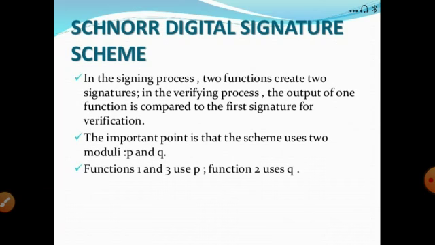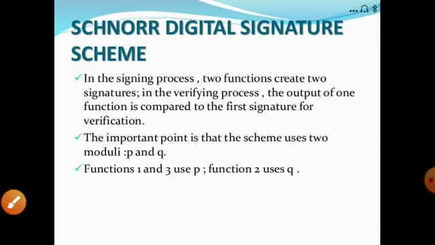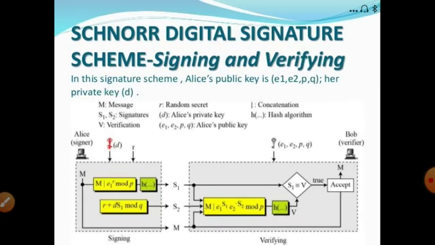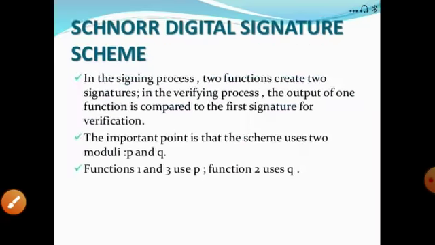Here the important thing is that the scheme uses two moduli, that is p comma q. Previously it was mod p minus 1, but here we are using mod p, and for the f2 function mod q. Two different moduli we are using. Functions 1 and 3 use mod p, and function 2 uses modulus q. That is the digital signature scheme.